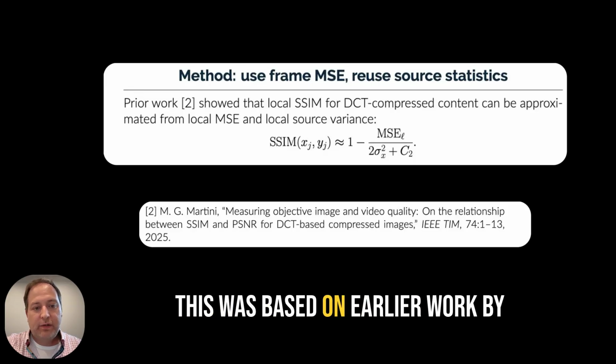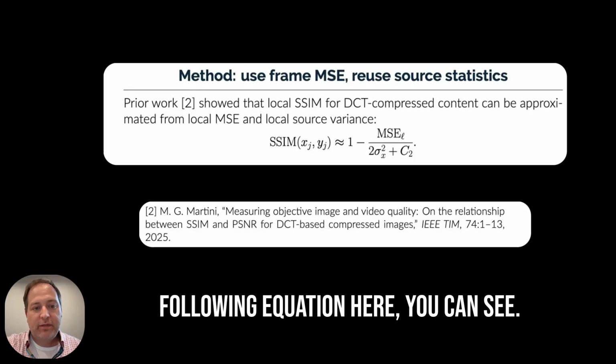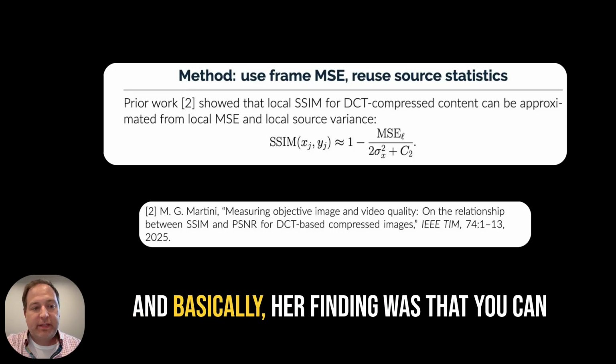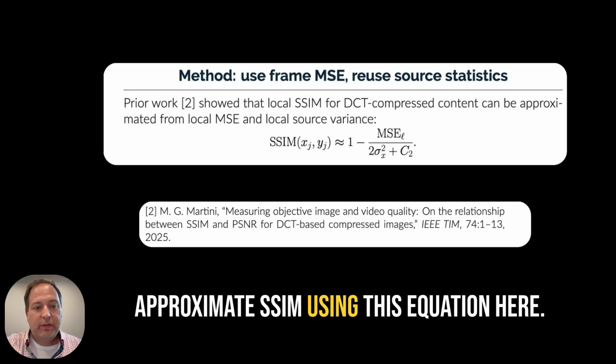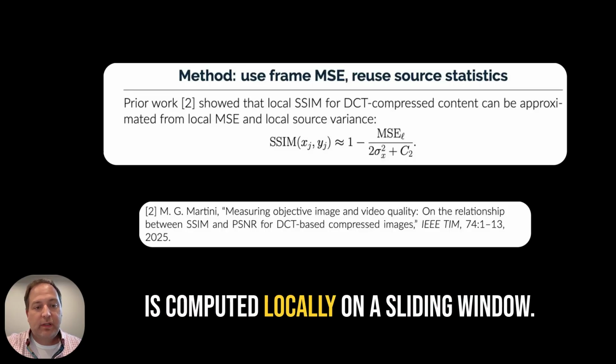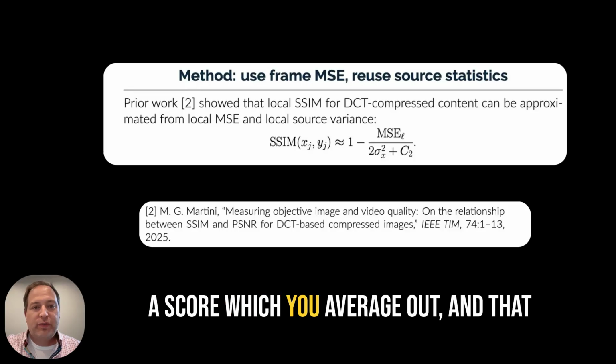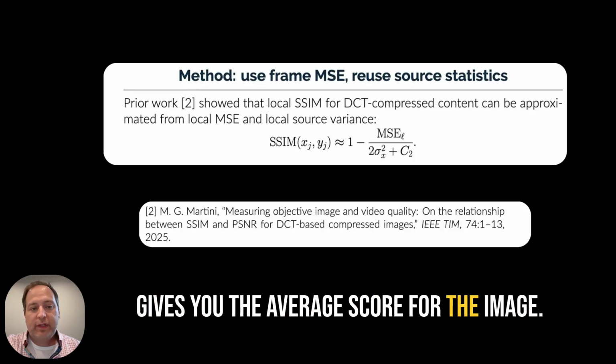This was based on earlier work by Martini, and she came up with the following equation here, you can see. And basically, her finding was that you can approximate SSIM using this equation here. And now just for a bit of context, SSIM is computed locally on a sliding window. So basically you would slide the window all over the image, and that would give you a score which you average out, and that gives you the average score for the image.